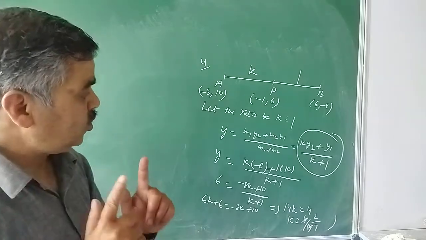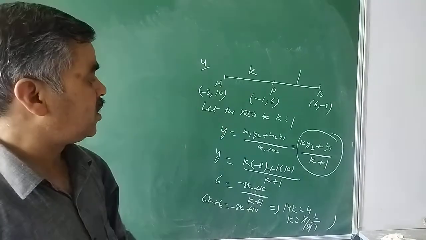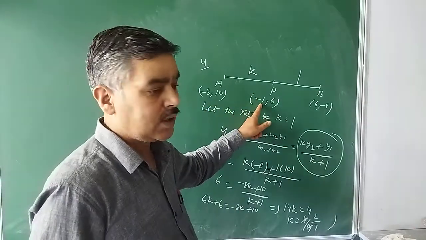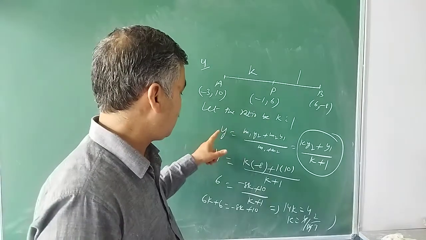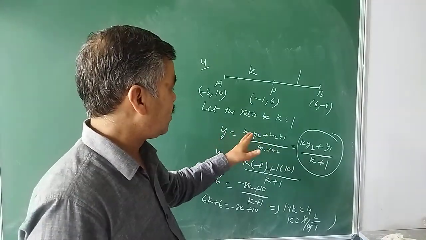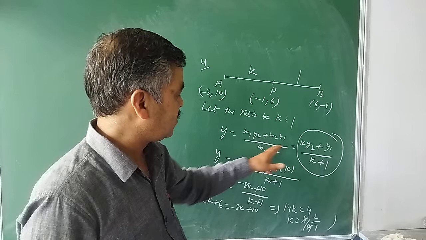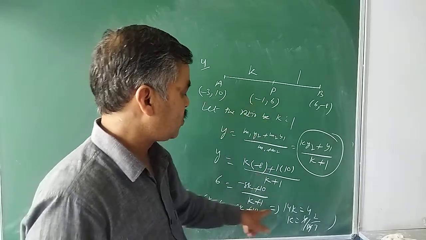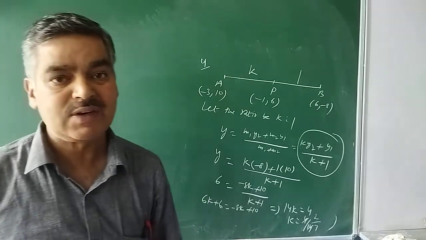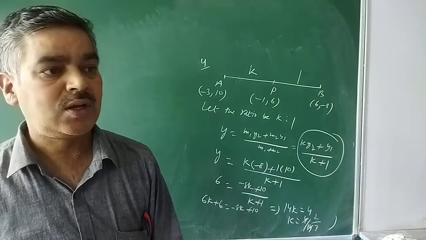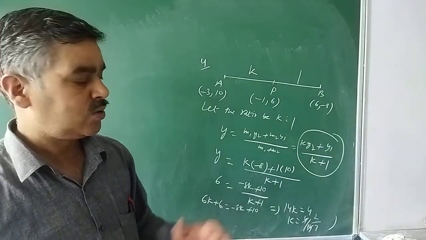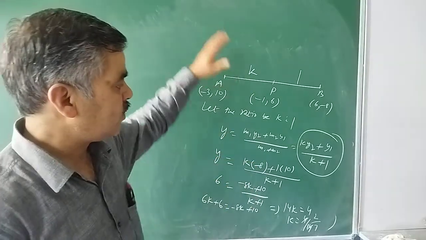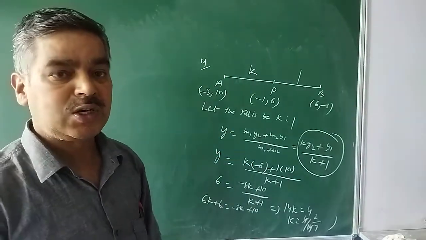Now if you want to check whether these points are collinear, please check it for x also, by putting the value of x as minus 1 in terms of m1 x2 plus m2 x1. You will get the value of k for that minus 1 also again equal to 2/7. That proves the points are collinear. So that is the use of the section formula to prove the points collinear.